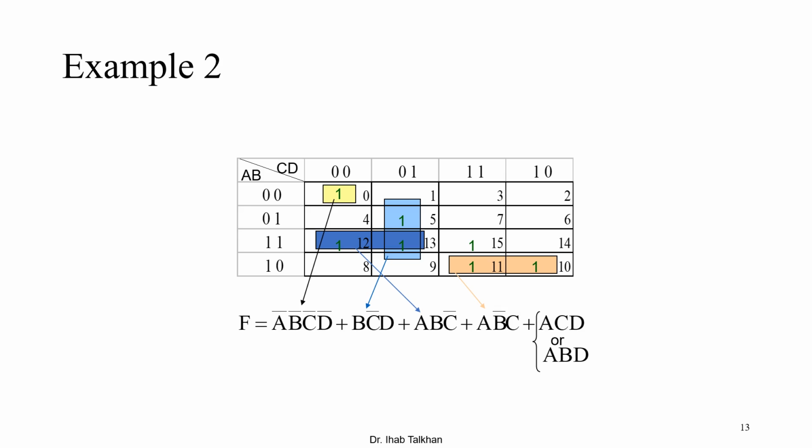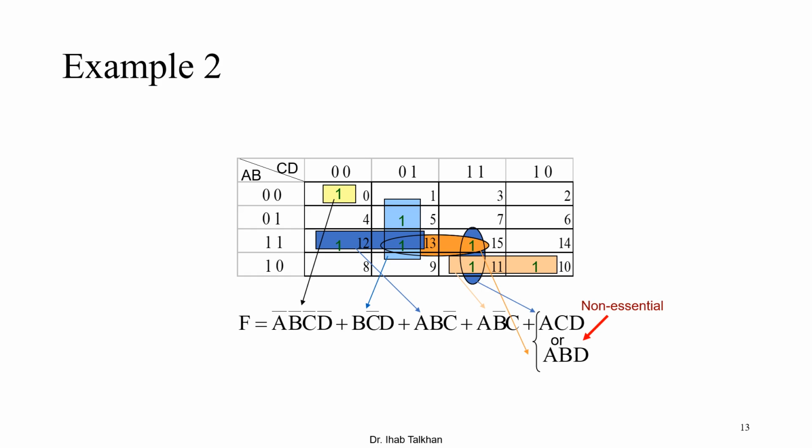Now we have 1 in 15. For the 1 in 15 you have two choices. Either you go with 15 and 13, and this will give you the term ABD, or you have 15 and 11, which would give you the second term, ACD. So actually these are not essential.